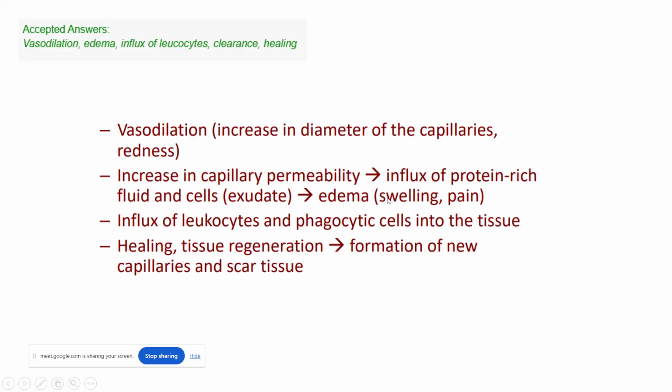And then because of the reduction in the velocity of the blood flow, there is influx of leukocytes and phagocytes, which then seep through, extravasate through these blood vessels into the affected tissue, and then that is followed by healing and tissue regeneration, that is formation of new capillaries and scar tissue.